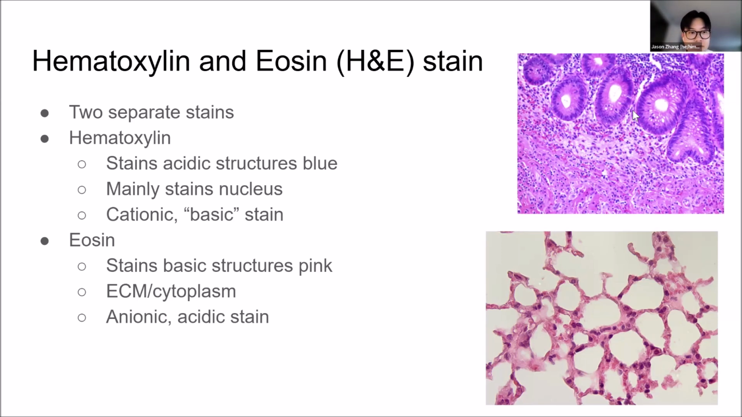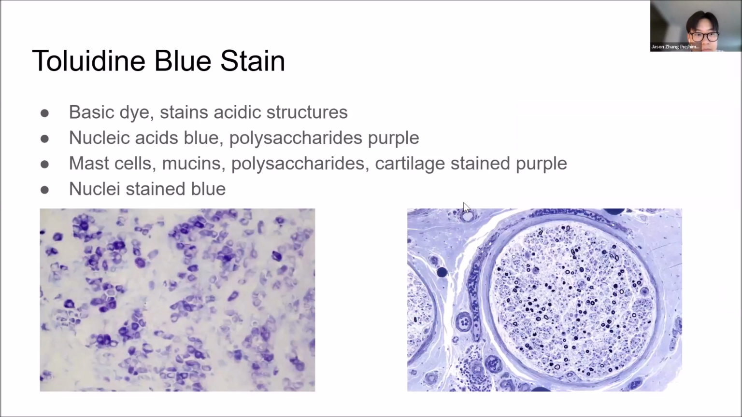So this is the combination of two things, hematoxylin and eosin. Hematoxylin will stain your acidic structures blue. So this will mainly highlight the nucleus, and this will be a basic or cationic stain. And you counterstain with eosin, which will stain everything else pink, mostly the cytoplasm, basic structures, and this is an acidic stain.